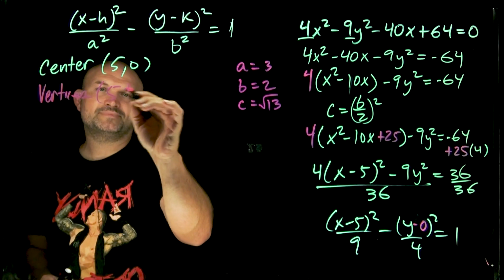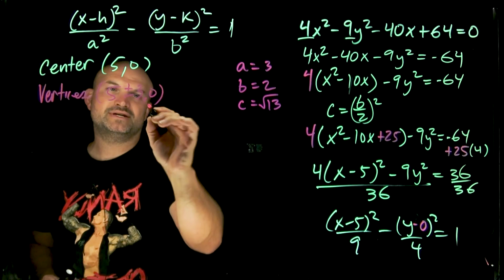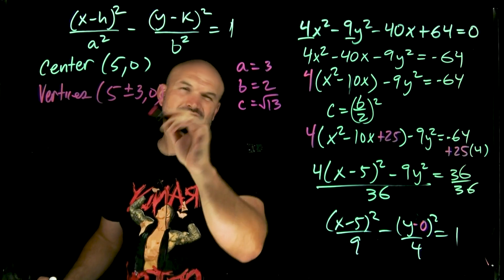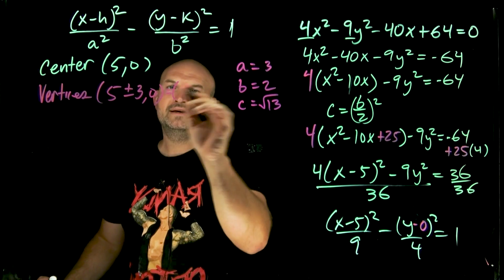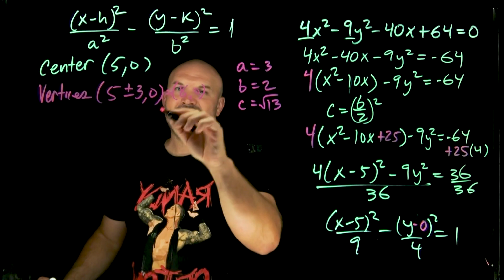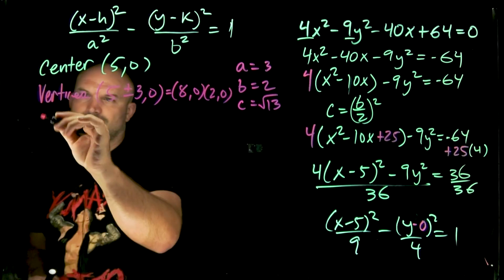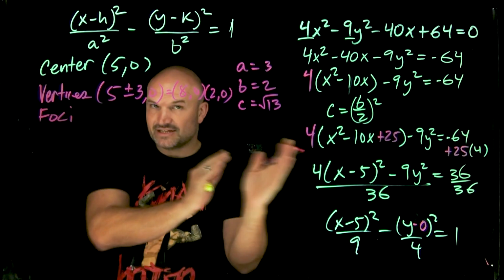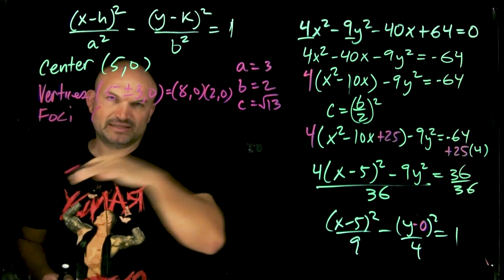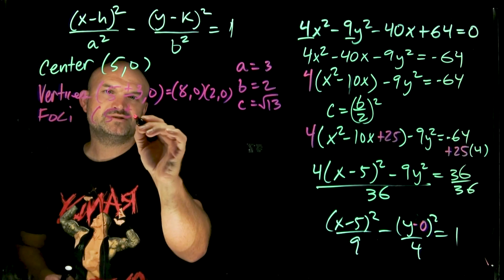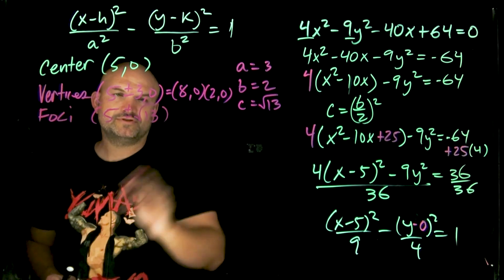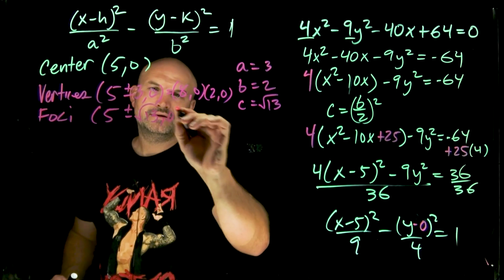So my vertices are going to be at 5 plus or minus 3, 0, which we can simplify. That's going to be 8, 0 and 2, 0. The foci are going to be the exact same thing, left to right as well, so that's going to be 5 plus or minus the square root of 13, 0.